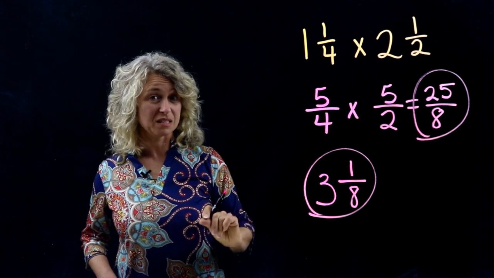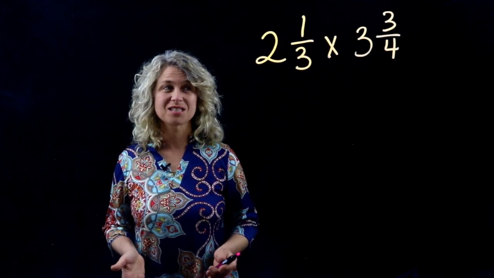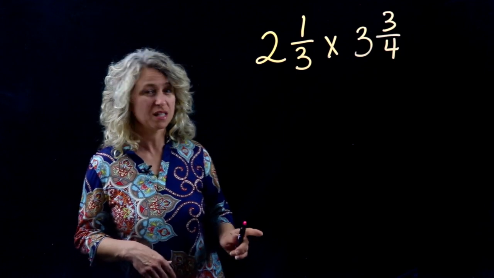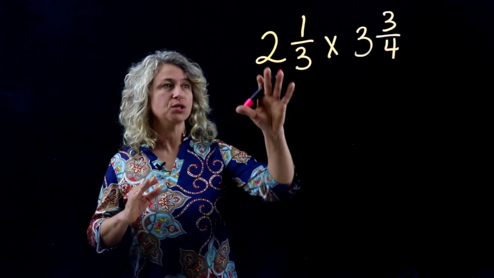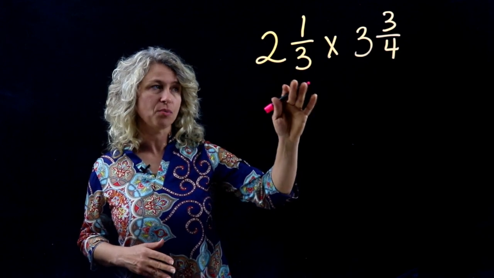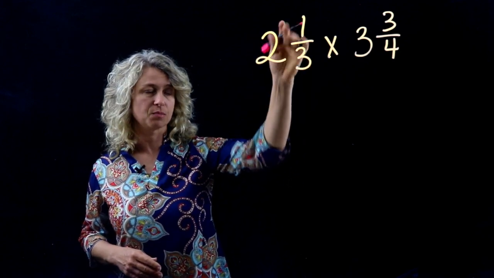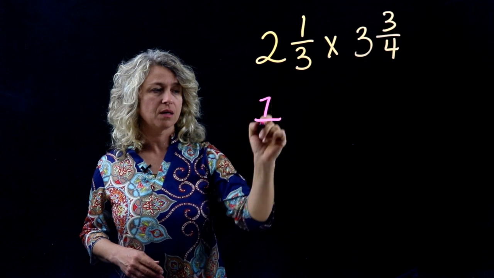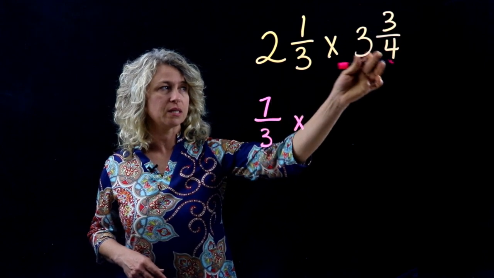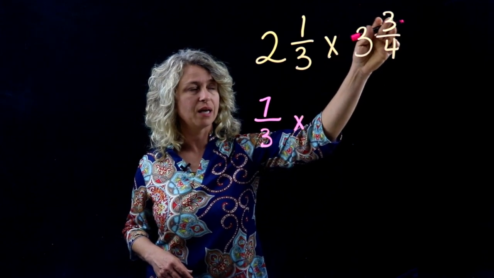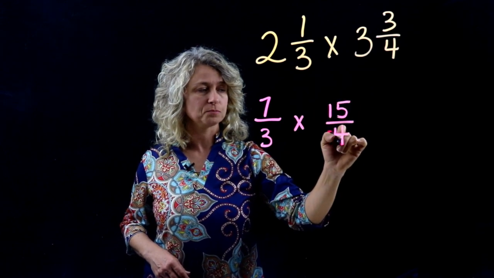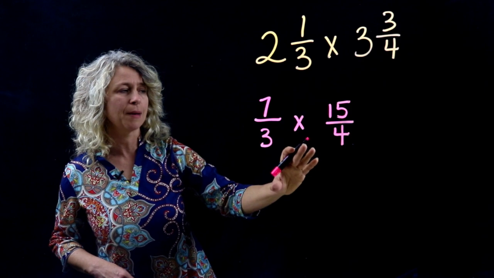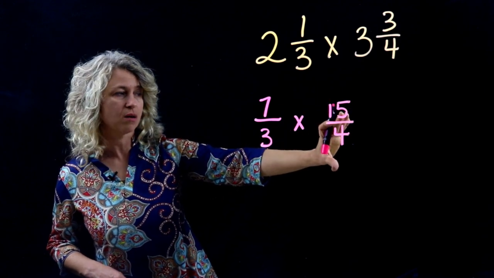Let's try another one that's a little bit harder. All right, so this next example, I told you it's a little bit harder, so the numbers are going to get a little larger. We're going to, again, change it back to improper. 3 times 2 is 6, plus 1 is 7 thirds, and 3 times 4 is 12, plus 3 is 15/4. So when you multiply, you can just multiply straight across.